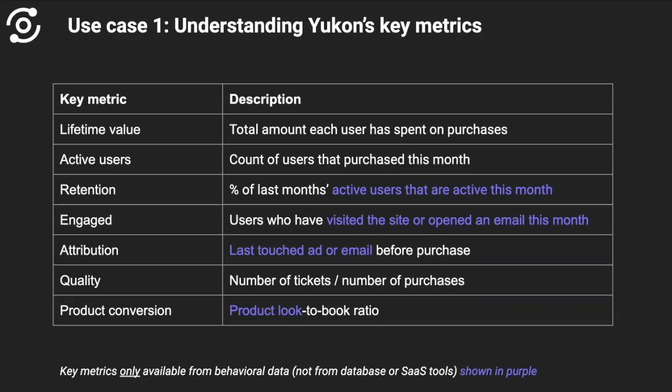That last one, product conversion, so product look to book ratio, is quite an interesting metric. It's essentially the ratio between how much people are looking at a product inside the shopping catalog versus actually adding it to cart and then buying it. And those product impressions, so how many times those products are being looked at, again, is something you would track through Snowplow. So what you can see from here is an awful lot of Yukon's key metrics need to be very heavily informed by the behavioral data, so how the customers and potential customers are interacting with Yukon's digital properties online.